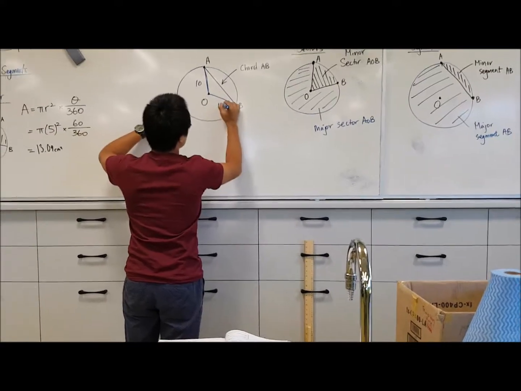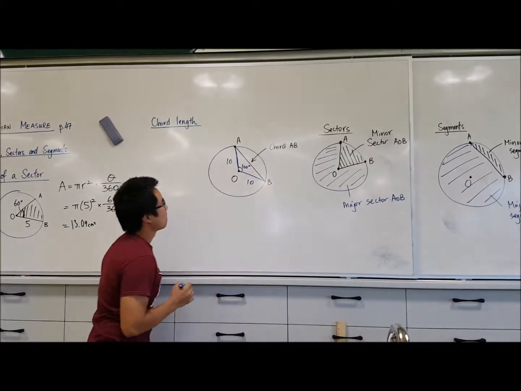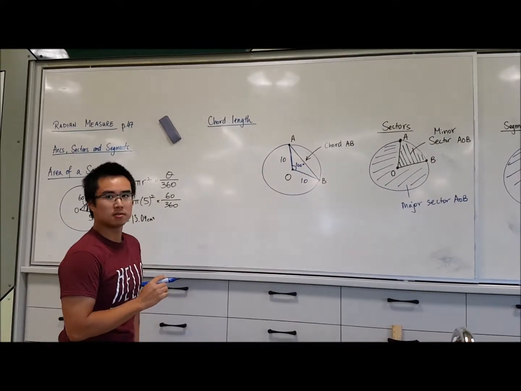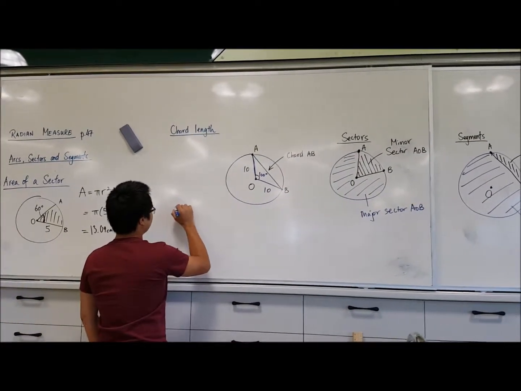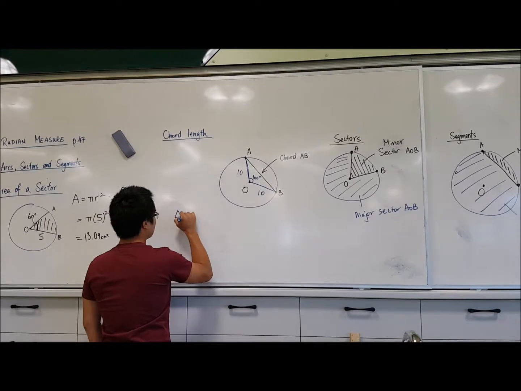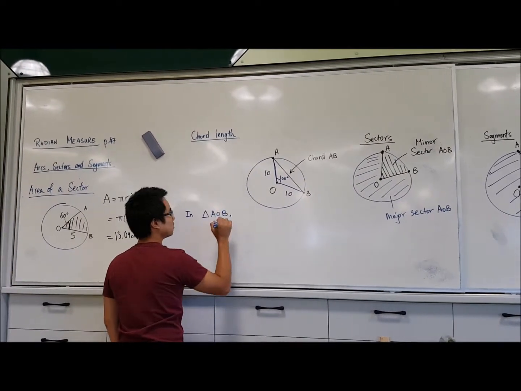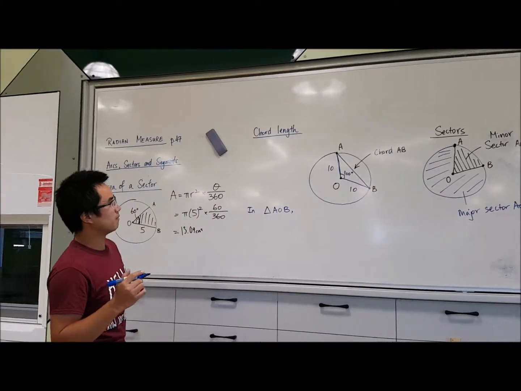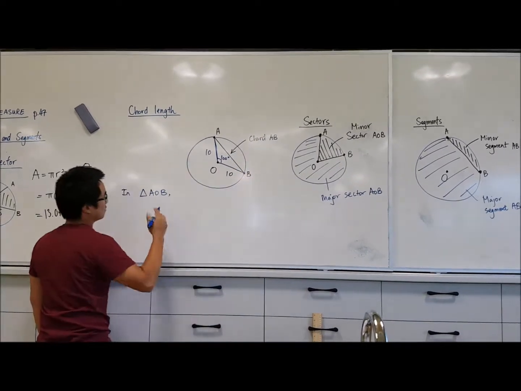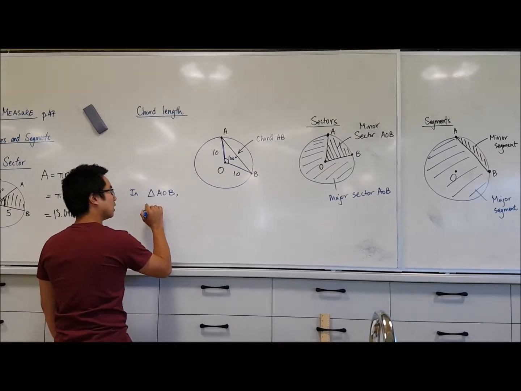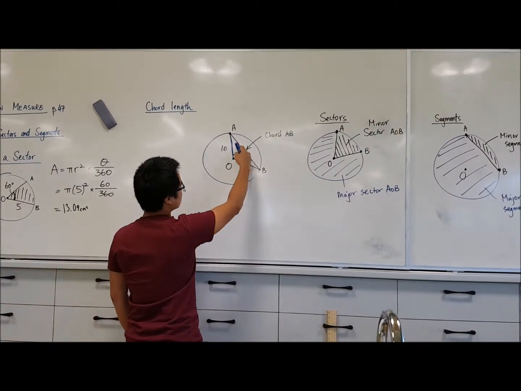And so the radius is 10, and the angle here, let's say it's 100 degrees. Now, what shape is that? That's a triangle. So now we have triangle AOB. In triangle AOB, the chord, let's label it, I'm just going to call it AB. AB is the chord. So what rule do I use to work out this missing side?